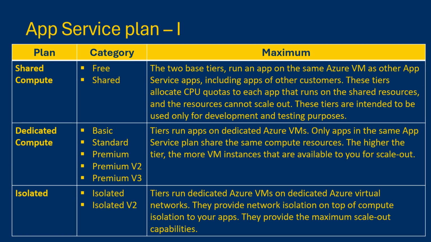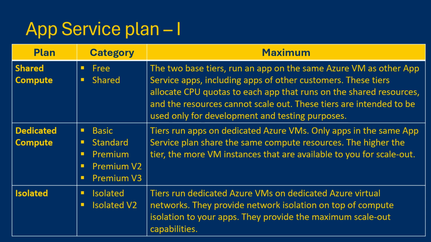Azure provides plans in app service which user can opt as per the requirement of application. This plan is related to hardware or infra required to host and manage the application. The app service plan is divided into three categories. First is shared compute, other is dedicated compute, and third is isolated.